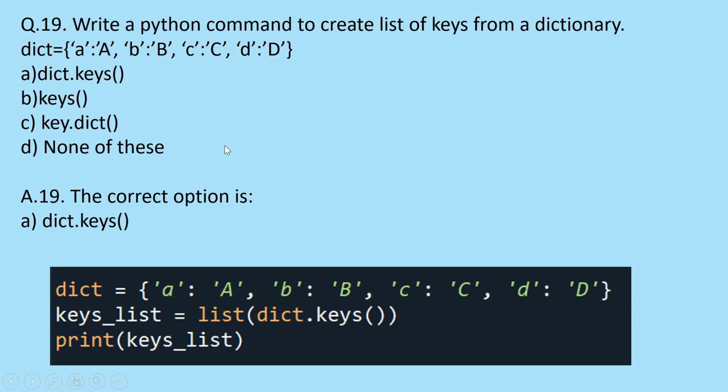Now, this is the second last question, students. Write a Python command to create a list of keys from a dictionary. Dict is equal to capital A, capital B, capital C. You see it is always given in pairs, keys and values. So the options are dict.keys, keys, keys.key.dict, or none of these. The correct answer is option A, dict.keys. How come? See, I have typed the code here. Dict is equal to, give all the values here like this for the dictionary. Then key list is equal to list(dict.keys()). And you are printing it, and it will show you this result.